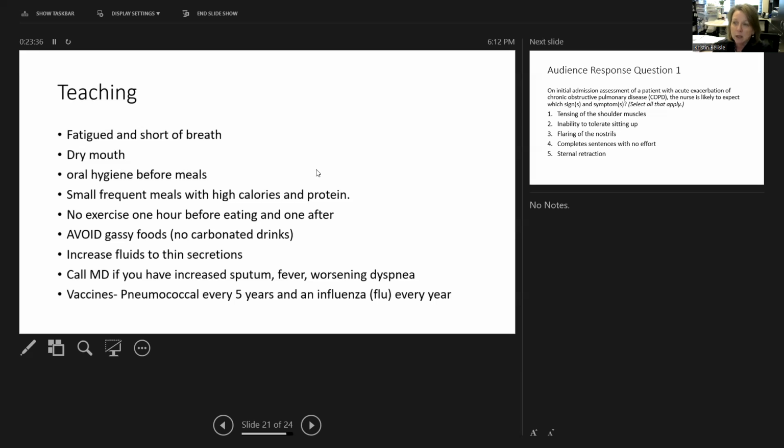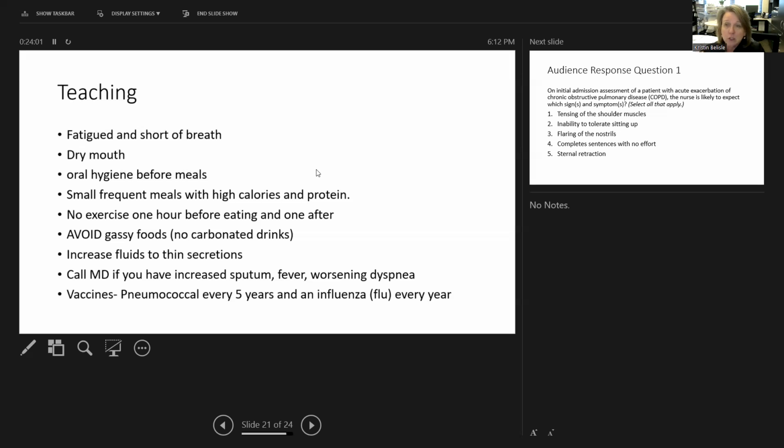No exercise 1 hour before eating or after. They should lie down and rest before meals and after meals to allow themselves to rebound after eating, because it takes a lot of oxygen and energy when they're eating. If they feel like they can't breathe when they're eating because they're having to chew, they can use oxygen if they've been prescribed it. Put their oxygen on.